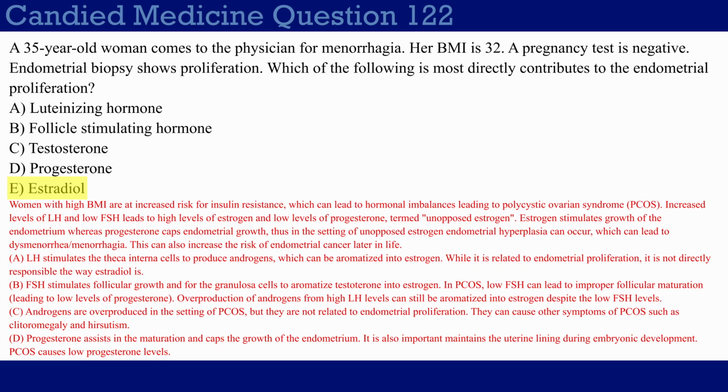So bring it back. You just need to know the association between obesity, increasing insulin resistance, which can lead to PCOS, and you need to know that PCOS can cause unopposed estrogen, high LH, low FSH, leading to high levels of androgens and estrogens and low levels of progesterone. It can manifest as dysmenorrhea and menorrhagia, and you'll increase risk of endometrial cancer later in life. Very high yield concept, very basic female reproductive physiology.